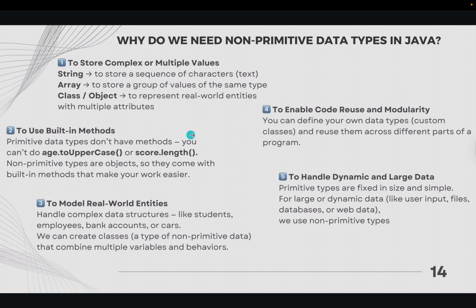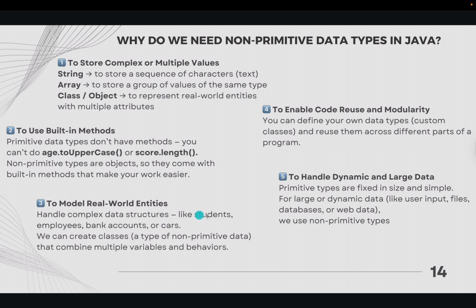Number two, to use built-in methods. Primitive data types don't have methods. You cannot do something like h.uppercase or score.length. Non-primitive types are objects, so they come with built-in methods that make your work easier. We will cover these methods a little later during this course.